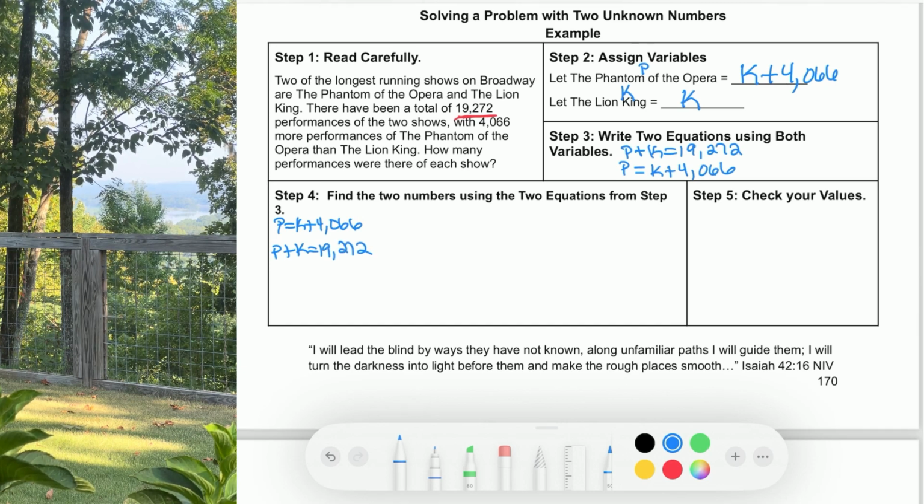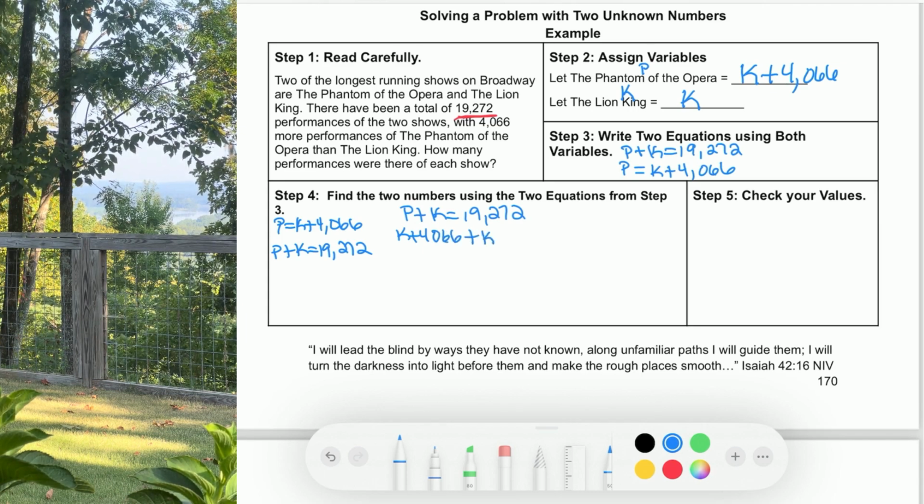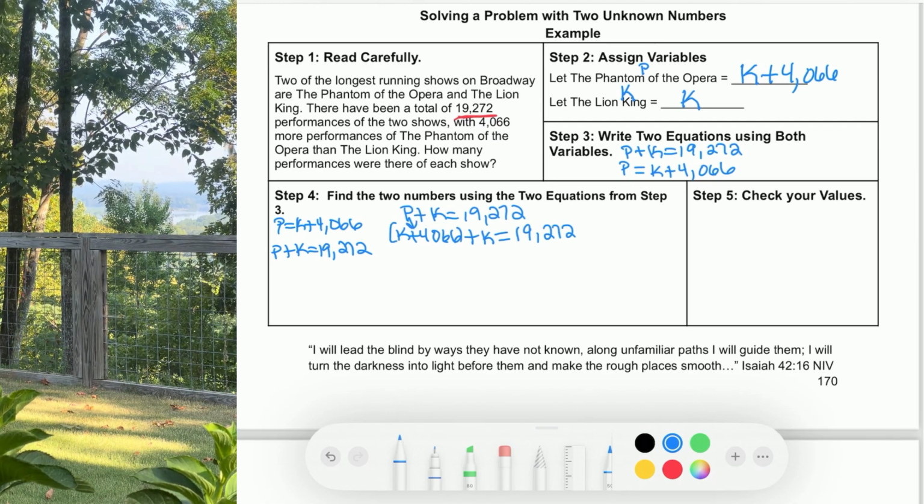And we have P plus K equals 19,272. I'm going to take that equation, P plus K equals 19,272. I'm going to replace my P with what the P equals, the K plus 4,066. Keep my other K that was in the problem already and just rewrite out the rest. So I substituted in what my P was here. So I'm going to get 2K plus 4,066 equals 19,272.